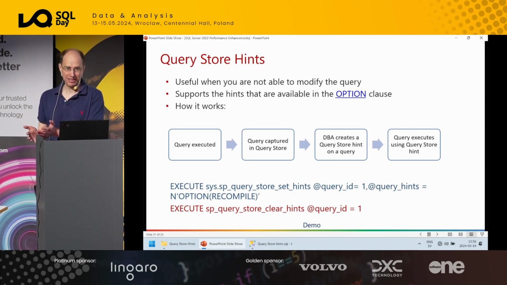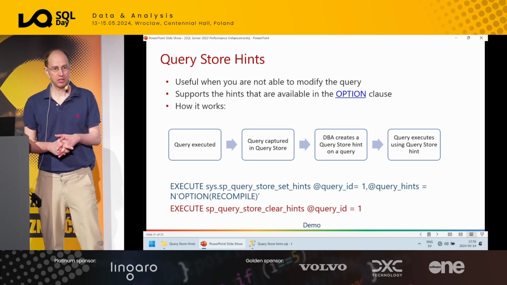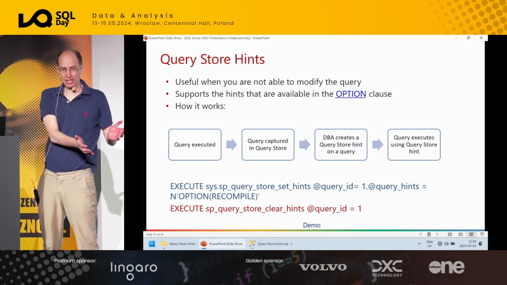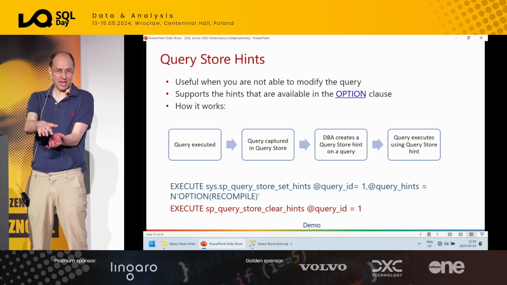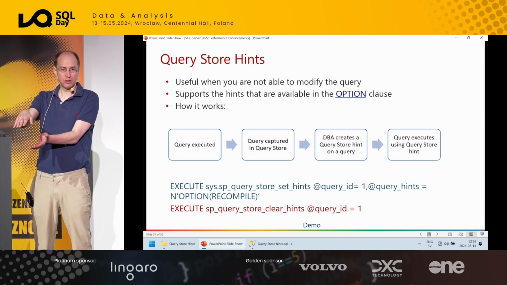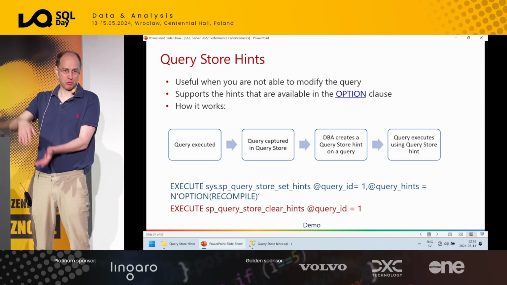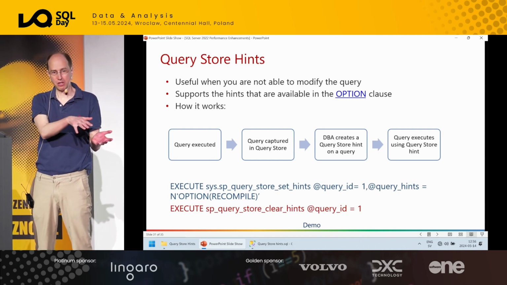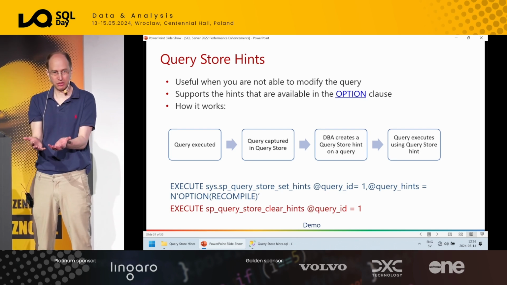So if they want to hint again, they have to add a hint back. And that is the drawback with everything with Query Store, no matter if you're talking about Query Store hints, or the plan forcing feature, where you can force plans in Query Store. Everything is based on query IDs, and query IDs are related to the query text. So anything that's changed in the query text will give you a new query ID, and any hints or plan forcing that you have on the old query ID will not be in effect anymore. That's the drawback with Query Store.